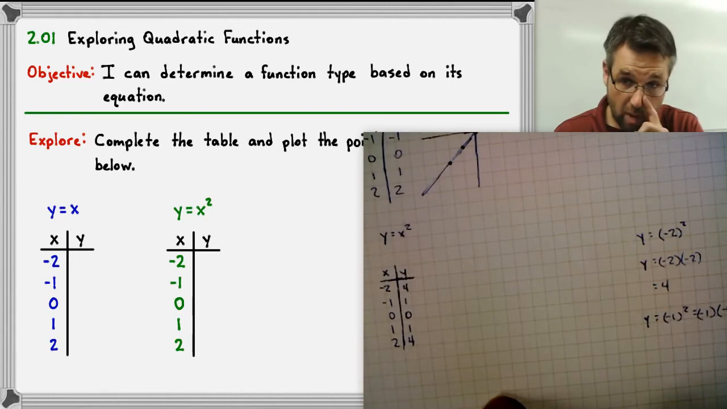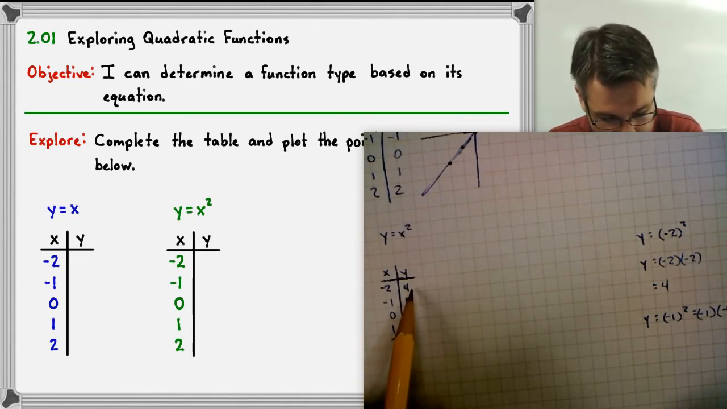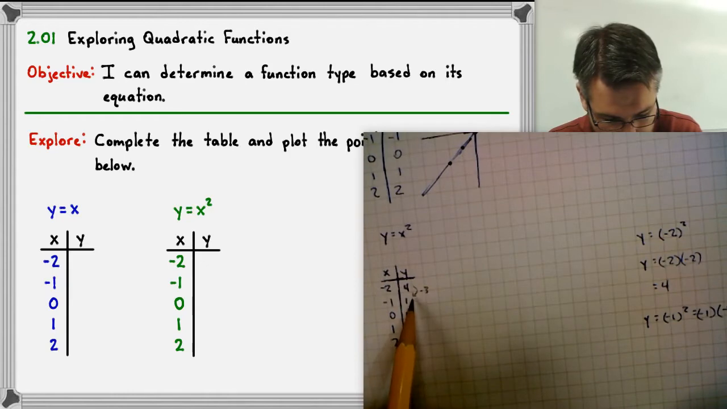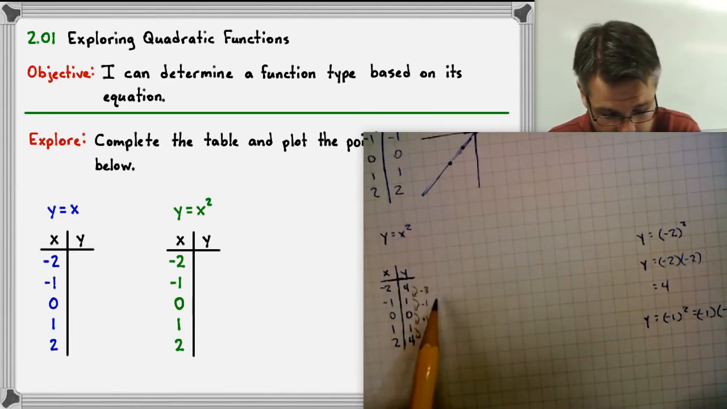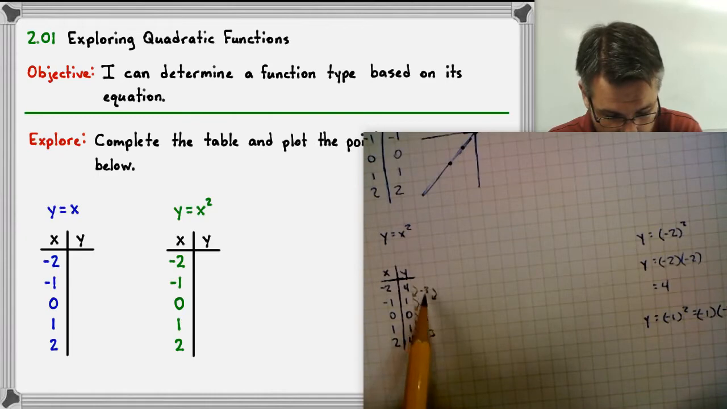We should be able to recognize what type of function this is based on what we did last unit. Let's check our first differences here. We went down 3, we went down 1, we went up 1, we went up 3. So it's not linear, because the first differences aren't the same. The next one, well, we went up 2, then we went up 2, then we went up 2.